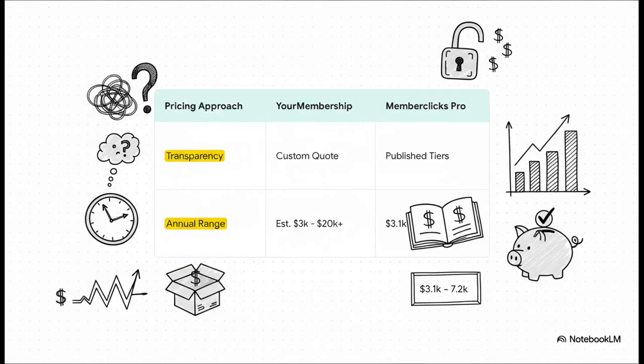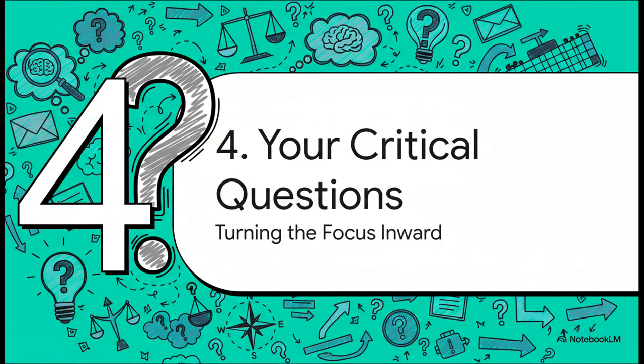So let's talk pricing. The crucial point here isn't just the dollar amount, it's the whole philosophy behind it. MemberClicks Pro is totally transparent. They publish their pricing tiers right online, which makes budgeting and planning so much easier. Your membership, on the other hand, operates on a custom quote model. That can be frustrating, time-consuming, and it can leave you wondering if you really got the best deal. This difference in how they do business can be a huge deciding factor for your board and finance team. It's a strategic choice.